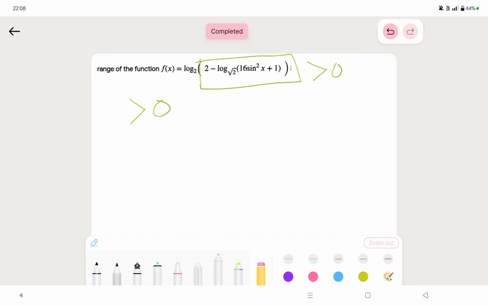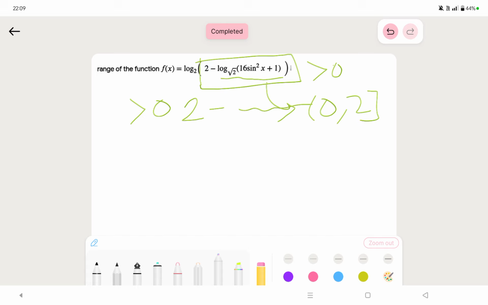Now, if you look carefully, this thing is also getting subtracted from 2, that means the whole thing must lie between 0 to 2. How? Let us look into this.